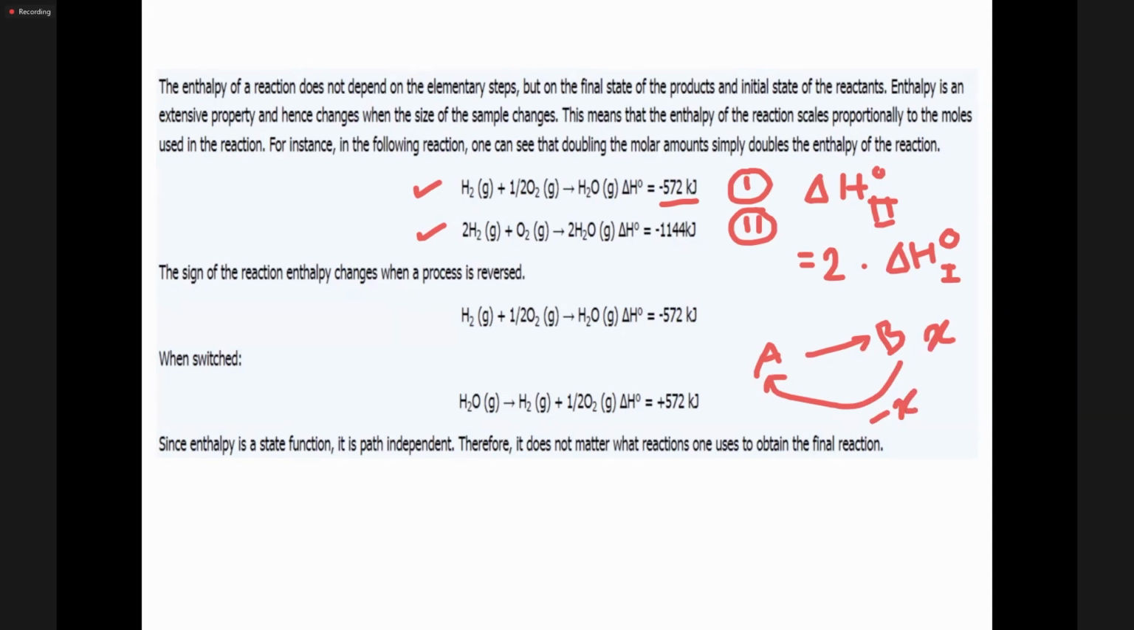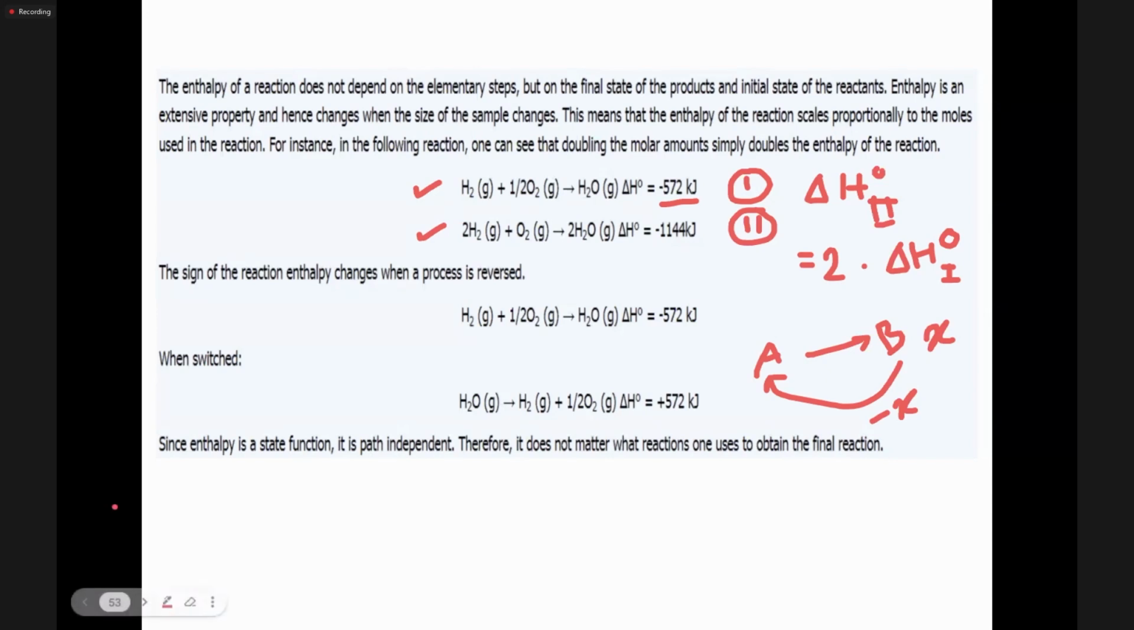And also, if we reverse the reaction for a backward and a forward reaction, the sign of the enthalpy change will just be the opposite one. That's why when the delta H0 for this reaction was minus 572 kilojoule, then for the backward reaction, H2O to H2 plus half O2, the delta H0 value is plus 572 kilojoule. So hence we have got a very brief but very distinct idea about Hess's law of constant heat summation.